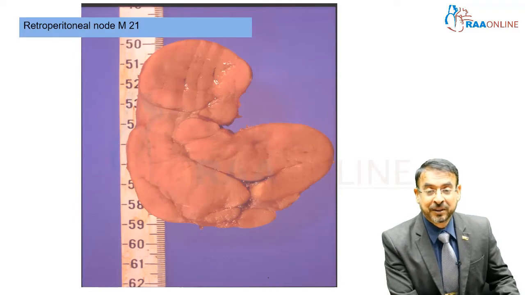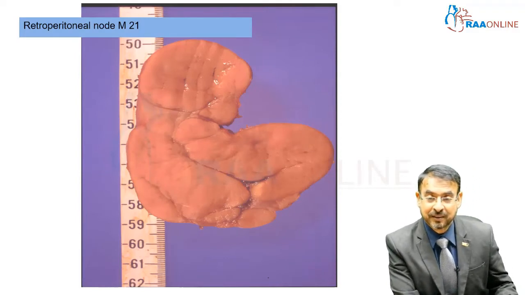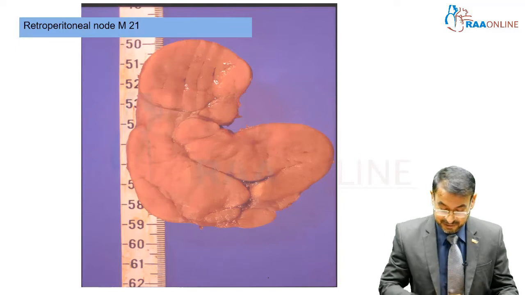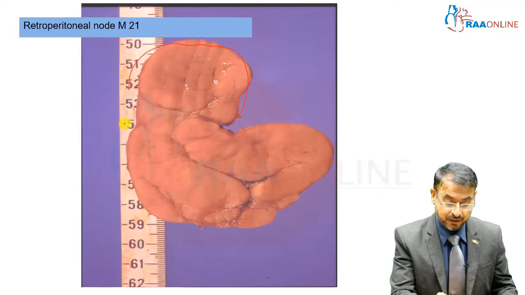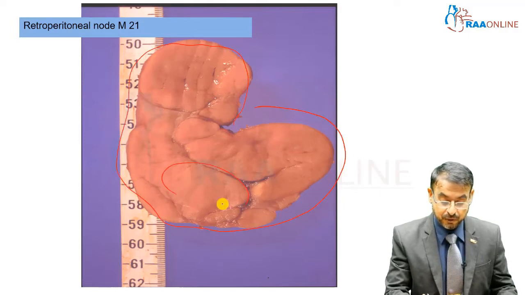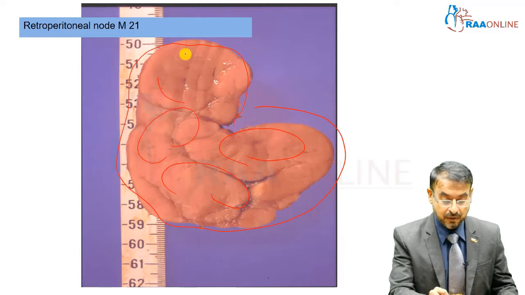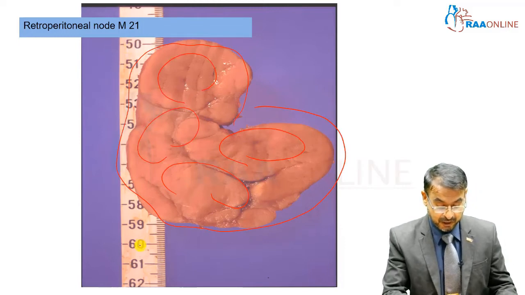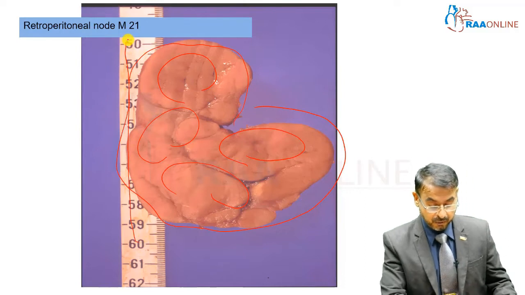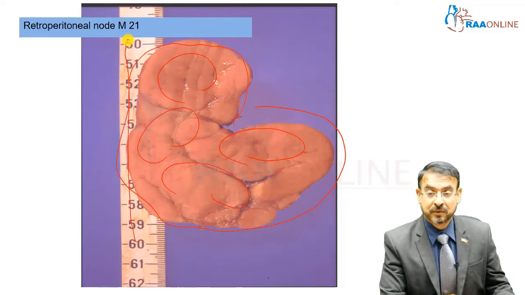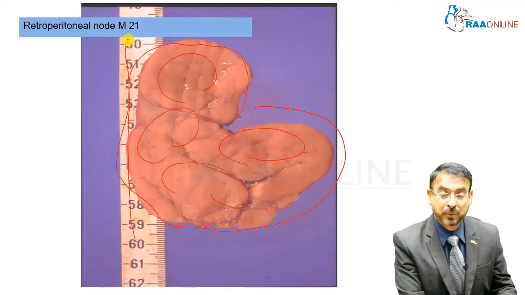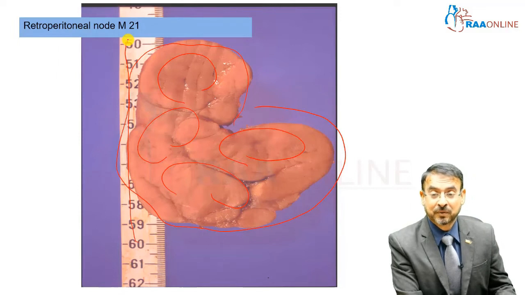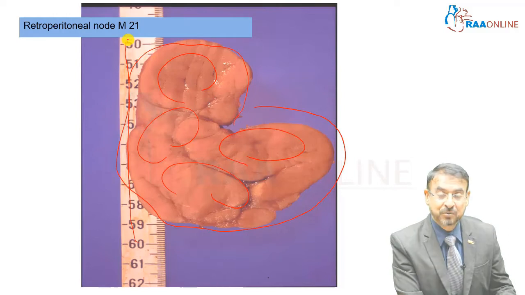Have a look at this slide for a few seconds before I continue. You can actually see a structure here which is large, irregular shaped, which has many nodules, and it is about anywhere between 12-13 centimeters in size. Now, is that the normal size of a lymph node? This is a retroperitoneal node that was taken from a 21-year-old male. Is this a normal size of a node? Definitely not, because a normal lymph node would be much smaller.